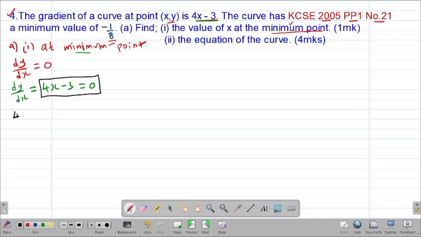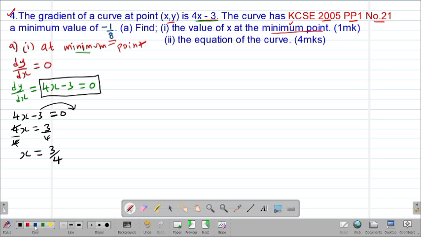Therefore, we'll say 4x minus 3 must be equal to 0, which implies that 4x will be equal to, of course, I'll take this one to the other side, so this will be 3. Dividing through by 4, it simply implies that my value of x will be equal to 3/4. Therefore, at the minimum point, the value of x will be equal to 3/4.